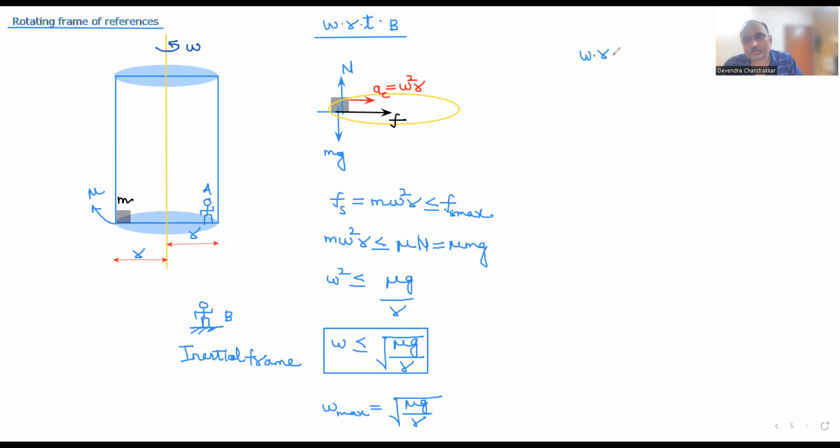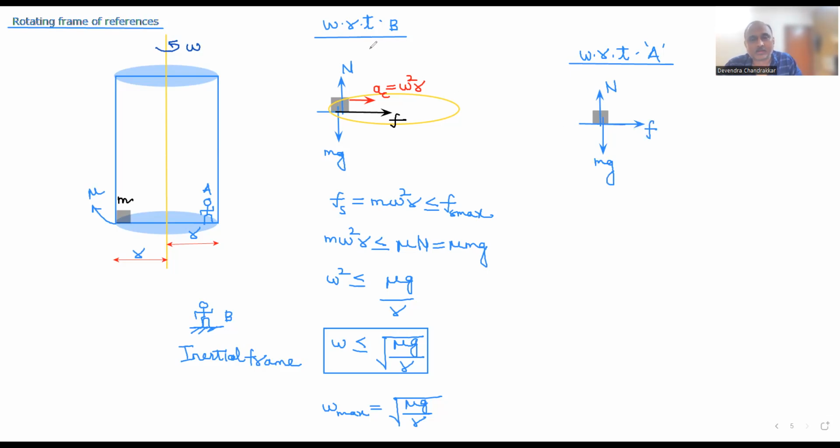So with respect to A now, please pay attention, all of you. With respect to A, what will happen? The block is at rest, yes or no? Tell me whether the block is at rest with respect to A or not. They are stationed diametrically opposite. So mg is downwards, normal reaction is N upwards. Obviously, friction is a real force, so it will be acting towards the center only.